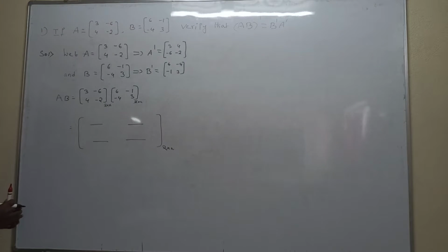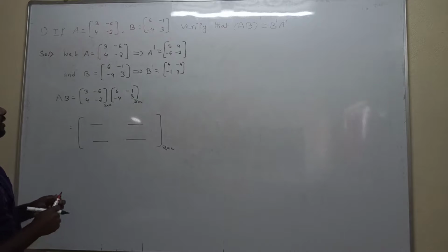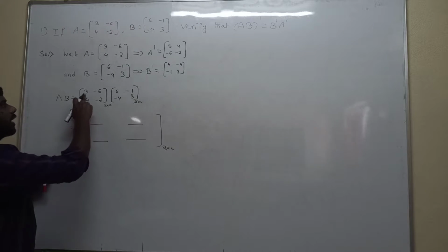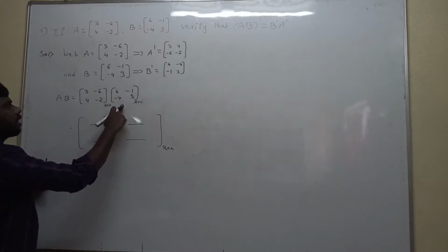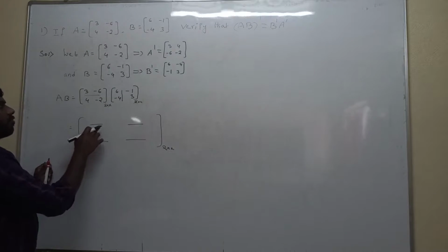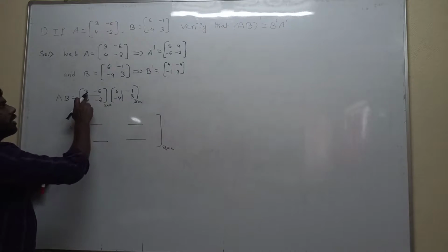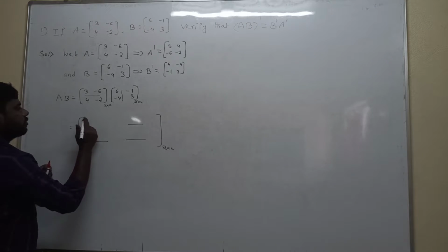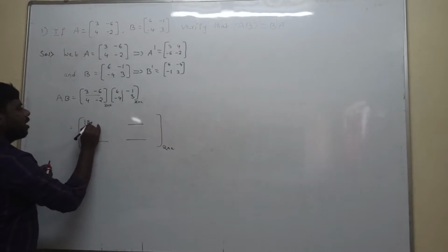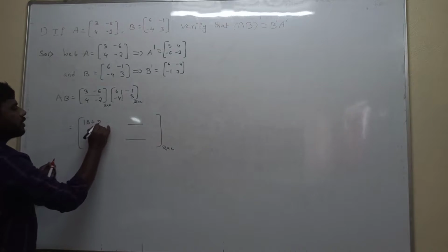So what is the order of the matrix we are getting? A 2 by 2 matrix. What is the position of the element? First row, first column. So we take the first row from the first matrix and the first column from the second matrix, and multiply them. 3 times 6 is 18. After that, take a positive symbol. Minus 6 into minus 4 is plus 24.